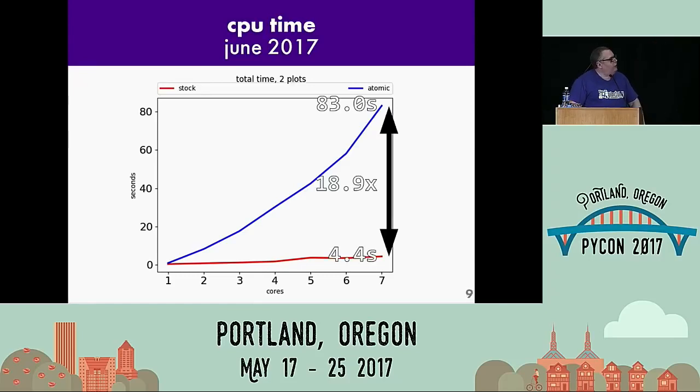So just to drive home how bad this is, on 7 cores, CPython runs in 4.4 seconds, and the Gilectomy is running in 83.0 seconds. It is 18.9 times slower.